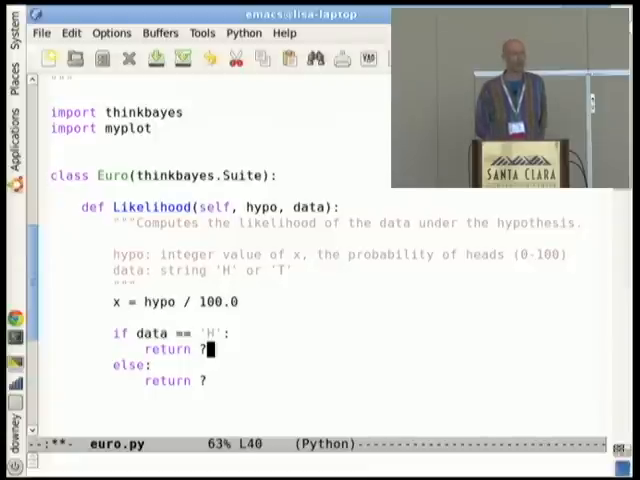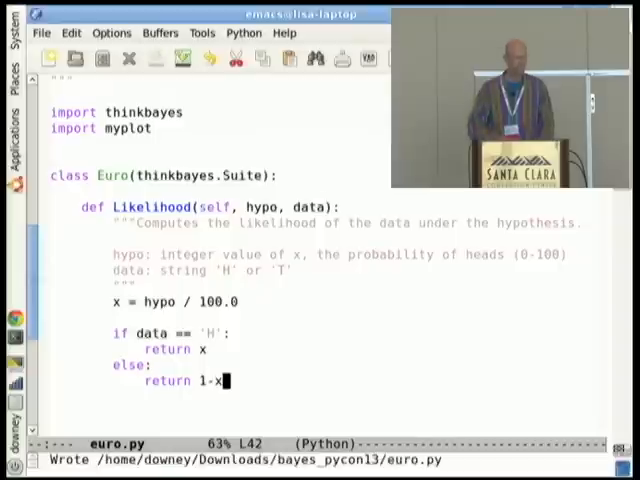X. This is one of those questions where the answer turns out to be so simple that it's hard to believe it's that simple. But remember that while you're writing the likelihood function, you have the luxury of assuming that the hypothesis is true. You're computing the likelihood of the data given the hypothesis. So given that the probability of heads is X, what's the probability of heads? X. What's the probability of tails? 1 minus X. And that's it. That's the likelihood function for the euro problem.